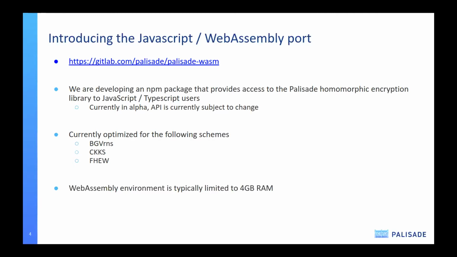PALISADE, the WebAssembly port, is currently optimized for BGVRNS, CKKS, and FHEW, which should cover your needs for integer calculations, real number calculations, and Boolean circuits. If you choose one of the schemes that has not been optimized, it may be a little slower, such as BFVRNS. And the WebAssembly environment is typically limited to 4 GB of RAM on the browser, so that may influence which kind of applications can be ported to the system.